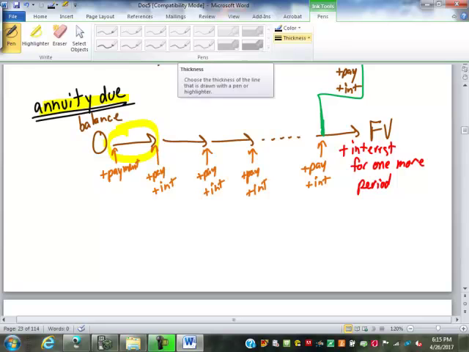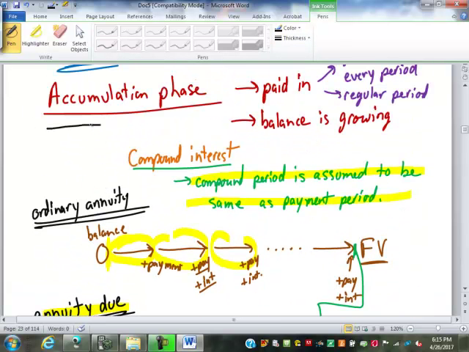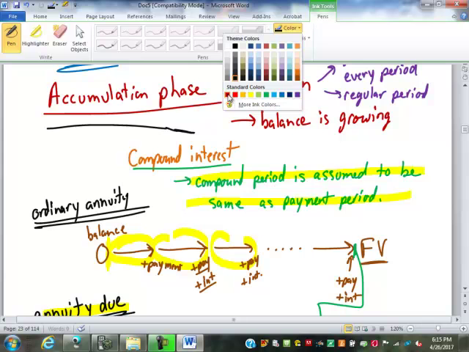Then there is something called, so this is all the accumulation phase here. There's something called the liquidation phase we mentioned.